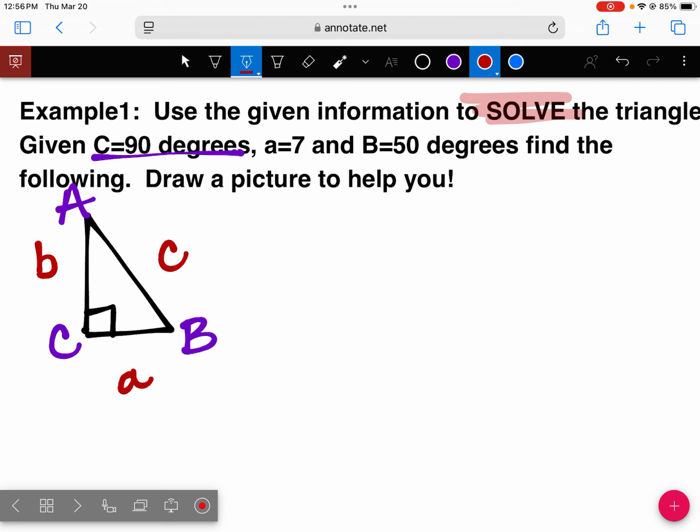Okay. So let's start filling in our information. It told us that little bitty a is 7. So let's put a 7 right here.